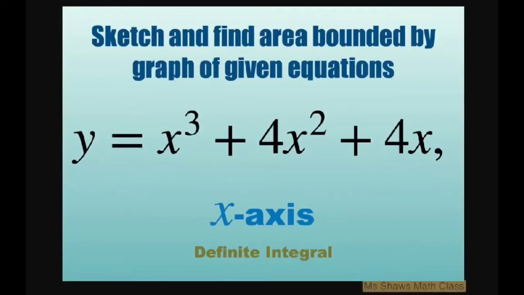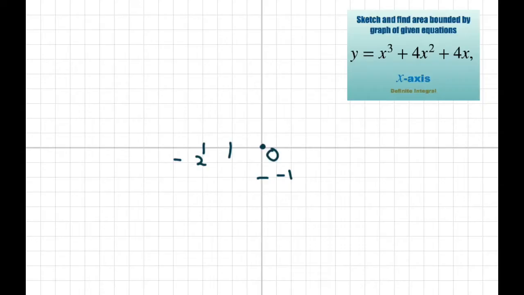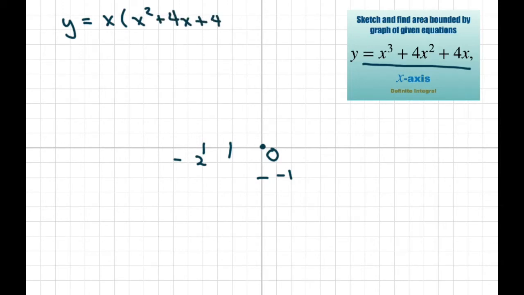Everyone. We're going to sketch and find the area bounded by the graph of the given equation and the x-axis. Alright, so basically let's look and see what we have. This is our equation, and I can factor that. Let's pull out an x. So if I pull out an x, I'm going to get x squared plus 4x plus 4.